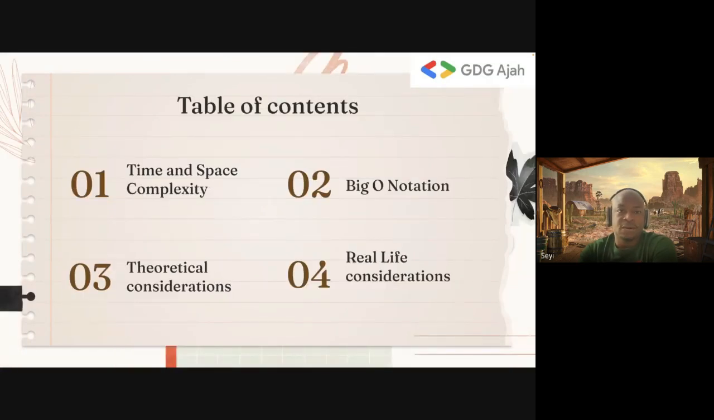Okay, so what are we going to be discussing today? We're going to be talking about time-space complexity, why it's important, and how to analyze it. We are then going to move on to big O notation, which is a way of calculating the time and space complexity of an algorithm. Then I'll move to the theoretical considerations and then the real life considerations. I've tried as much as possible to explain this in a very intuitive way and stay away from a lot of the mathematical complexities that you usually encounter if you read it in a textbook or take an algorithms course.